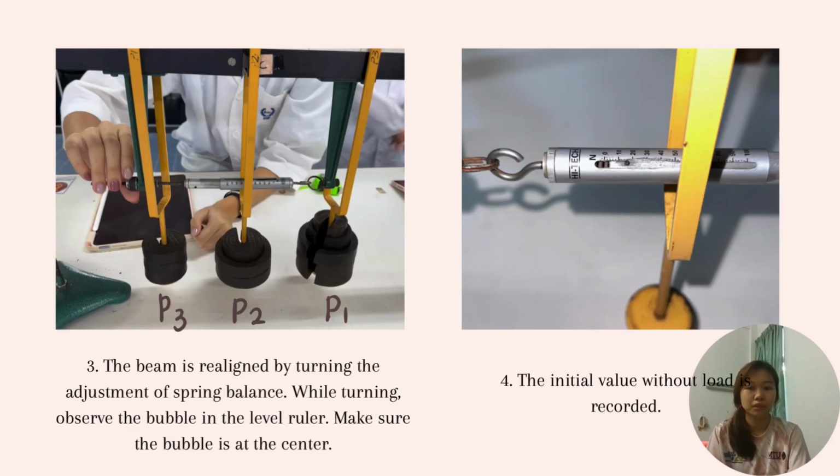Thirdly, the beam is realigned by turning the adjustment of the spring balance. While turning, observe the bubble in the level ruler and make sure the bubble is at the center. Then, the initial value without load is recorded.